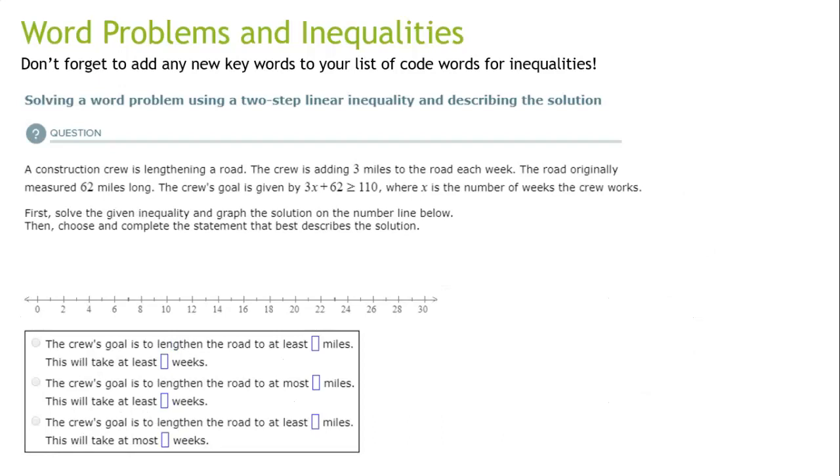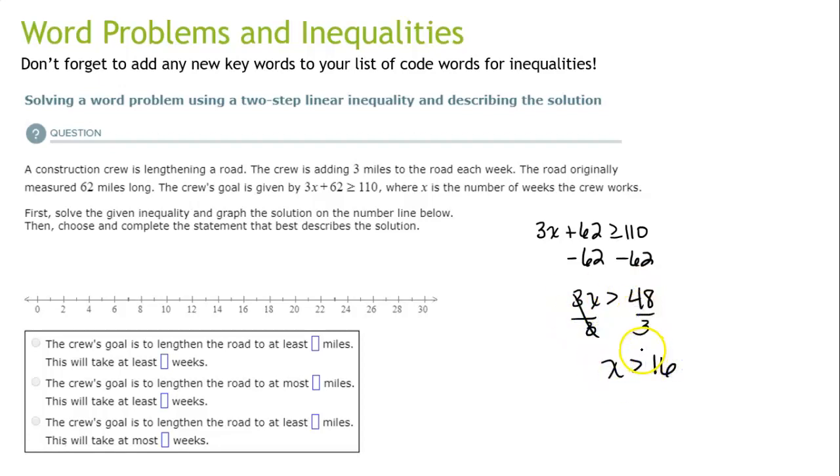You pause the video and try this one on your own. All right, you should have started by solving the equation, subtracting 62 from each side. 3x is greater than 110 minus 62, which is 48. Divide both sides by 3, and so x is greater than 16. Let's make sure we know what x stands for. x is the number of weeks. So the number of weeks that the crew needs to work is greater than or equal to, by the way, I lost my equal to sign, so it should be greater than or equal to 16 weeks.